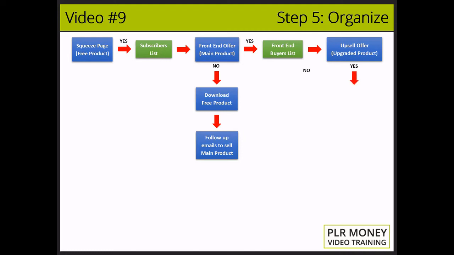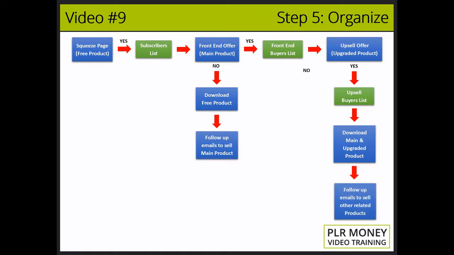If yes, the buyer, after purchasing your main product, decided to purchase your upgraded product. Then he is redirected to register in your upsell buyers list in order to get access to his purchases. You also have set up your autoresponder to advertise other related products.